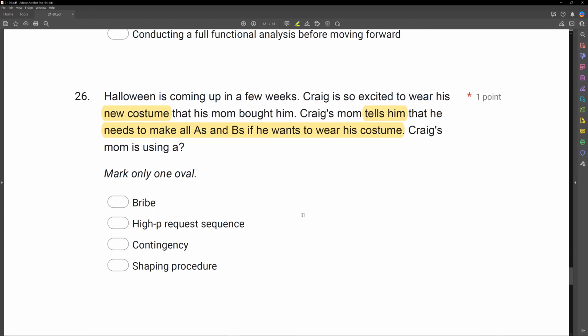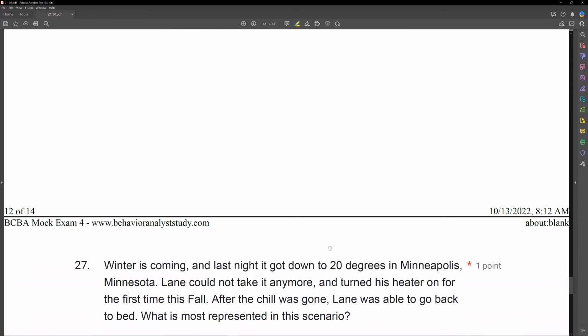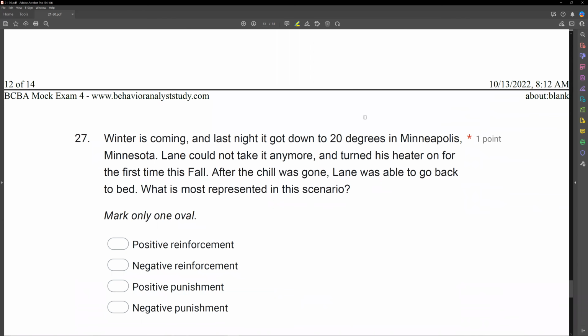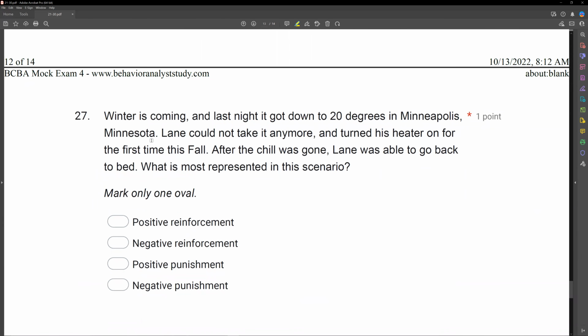So Craig's mom is not using a bribe. She's using a contingency. It isn't a high P request sequence. There's no high probability request going on into a low probability request. And it isn't a shaping procedure. There's no approximations of behavior. Craig's mom is simply implementing this contingency. If you make all A's and B's, then you get to wear your costume. This is what we need to be doing all day, right? Setting up contingencies.